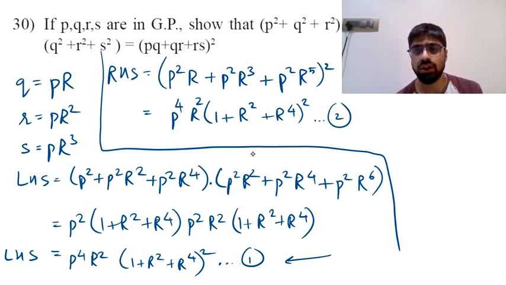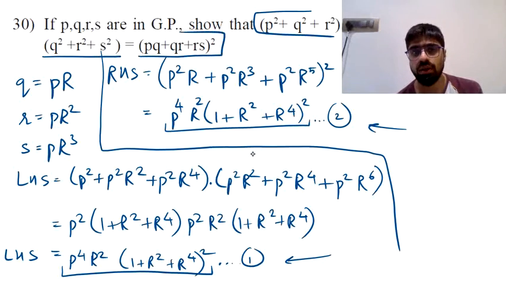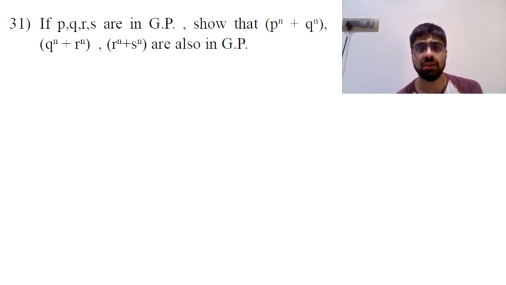So from 1 and 2, you can see that the right hand side is also equal to this and the left hand side is also equal to this. So ultimately your LHS and RHS both are equal to each other, which means that this entire expression is equal to this expression. Okay, so that's how we are answering the 30th question.